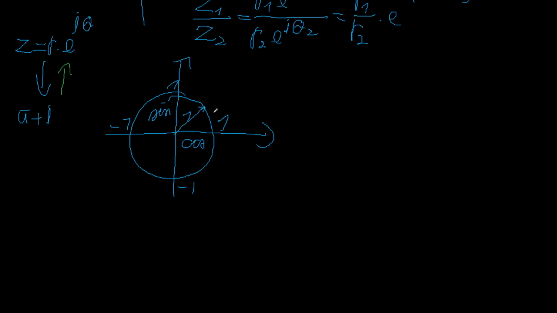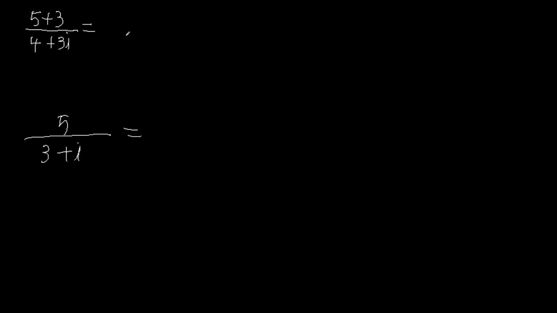And well, in this case this is 1, but it could be r. So a, or the real part, equals r times the cosine of theta, and b equals r times the sine of theta. Now that I've taught you how to solve problems like these, let's solve some problems like these.